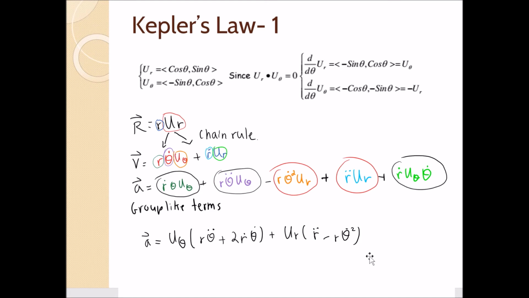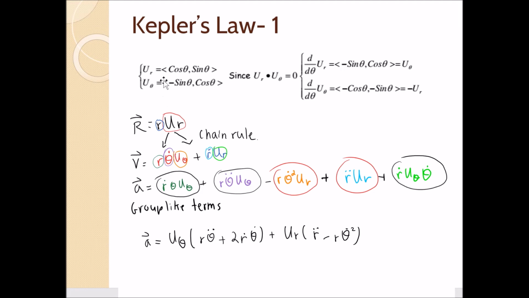So now we're going to cover some Mosh-approved problems from chapter 11. The first one is Kepler's first law, which states that the path of the planets about the sun is elliptical in shape, with the center of the sun being located at one focus.